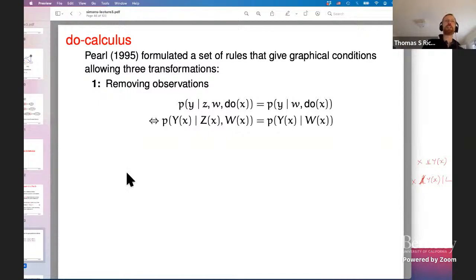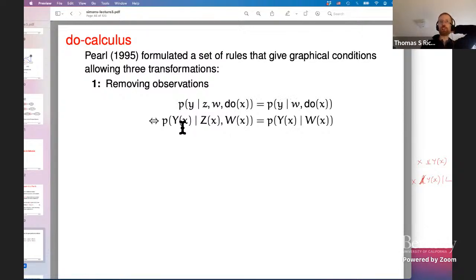Okay, do calculus. So as you may know, or if not, you saw on Tuesday, Pearl formulated a set of 3 rules that allow 3 transformations. So one says, if I have the distribution of Y when I see Z and see W and do X, when is it the case that seeing Z doesn't change that distribution?